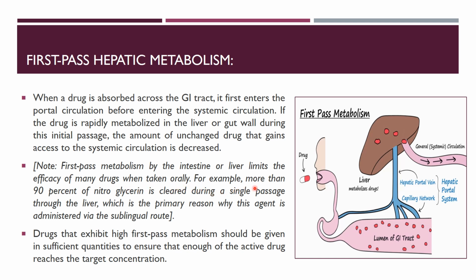For example, more than 90% of nitroglycerin is cleared during a single passage through the liver, which is the primary reason why this agent is administered via the sublingual route. Drugs that exhibit high first pass metabolism should be given in sufficient quantities to ensure that enough of the active drug reaches the target concentration.